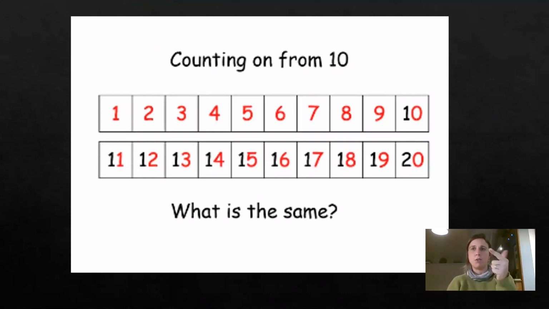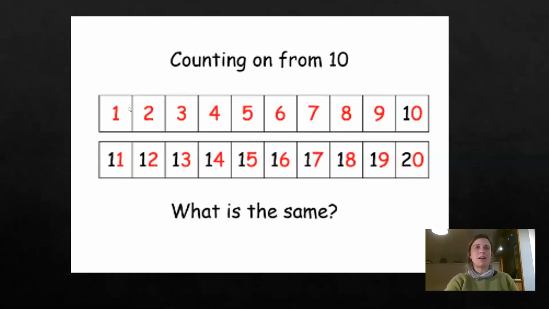1, 2, 3, 4, 5, 6, 7, 8, 9, 10. Get some space. A pow and a 1 to make 11. A pow and a 2 to make 12. Should we keep going? 13, 14, 15, 16, 17, 18, 19 and 20. Okay, so we'll continue with that next week.